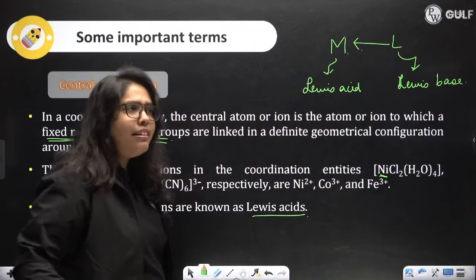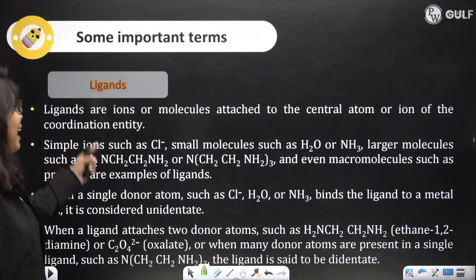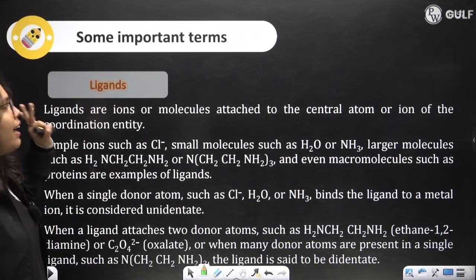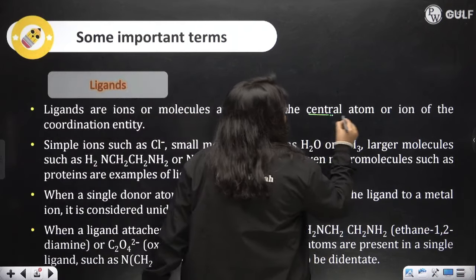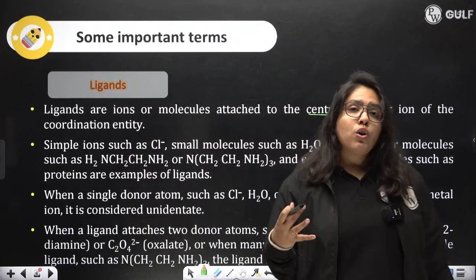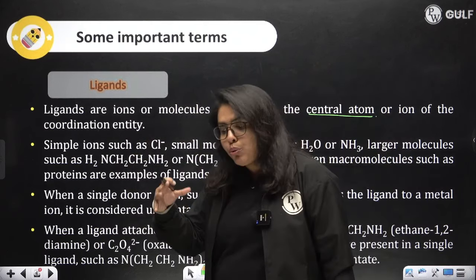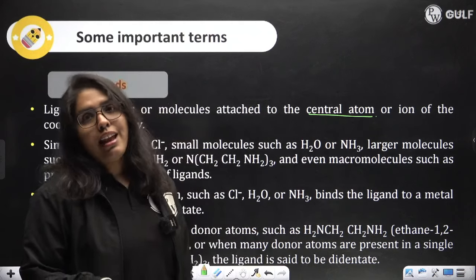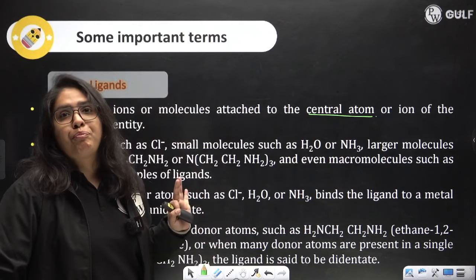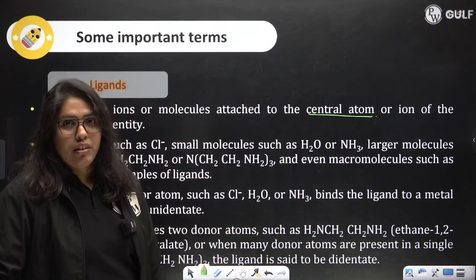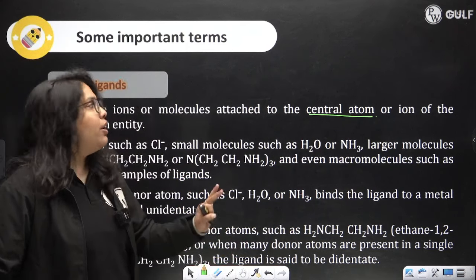Ma'am, ligand? Yes, ligand. Ligands are nothing but these ions or molecules that are attached to the central atom, which is nothing but our metal. So the fixed number of ions or molecules that you're talking about, which are present around the central metal atom, are known as ligands. Now, these ligands can be ionic or they can be neutral, beta. They can be both ionic or neutral.